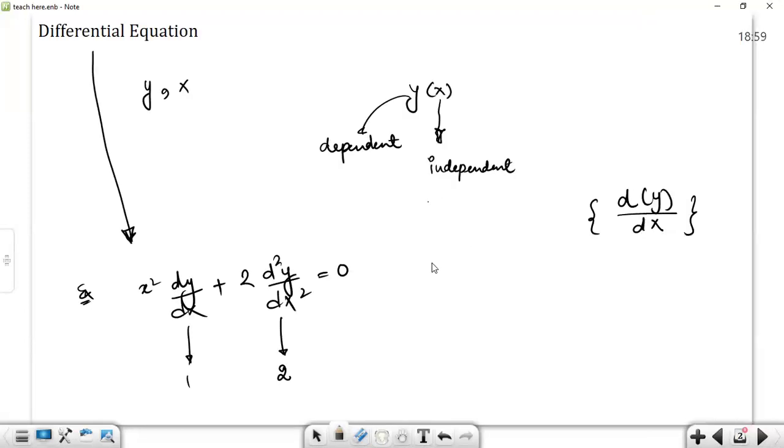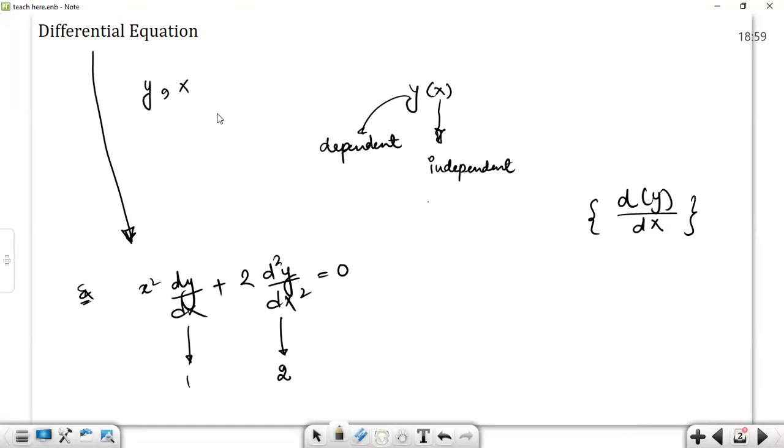So, what is a differential equation? A differential equation is basically any equation which has a derivative in it. Basically, a differential equation is a polynomial in forms of derivatives, right? And derivative of what? Derivative of the dependent variable with respect to the independent variable.